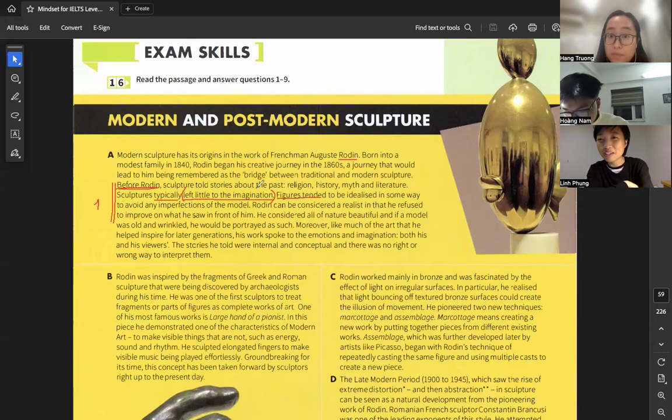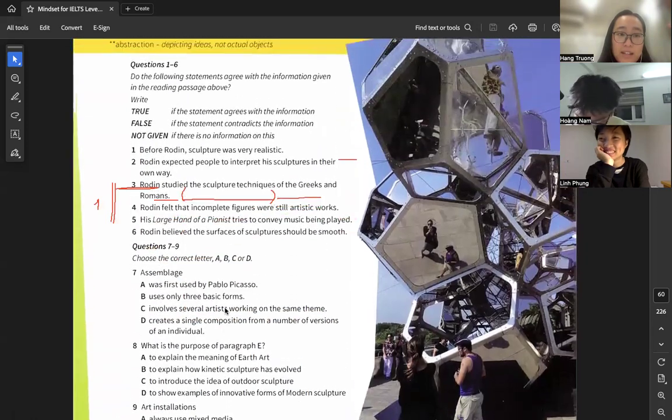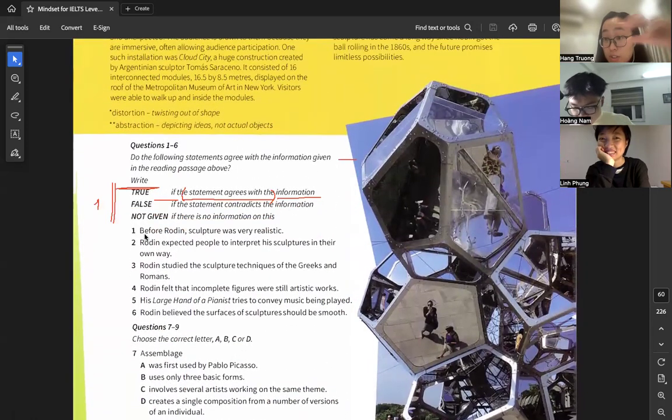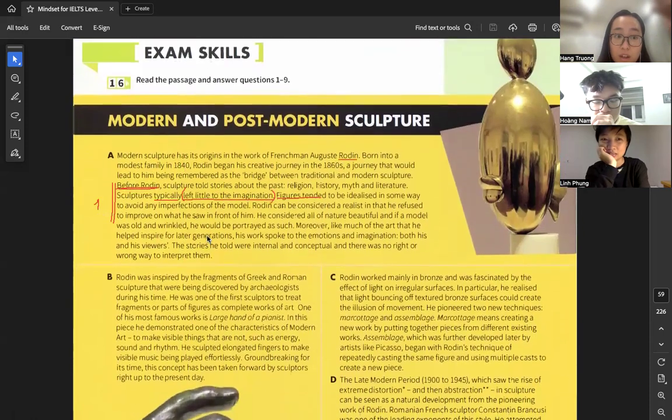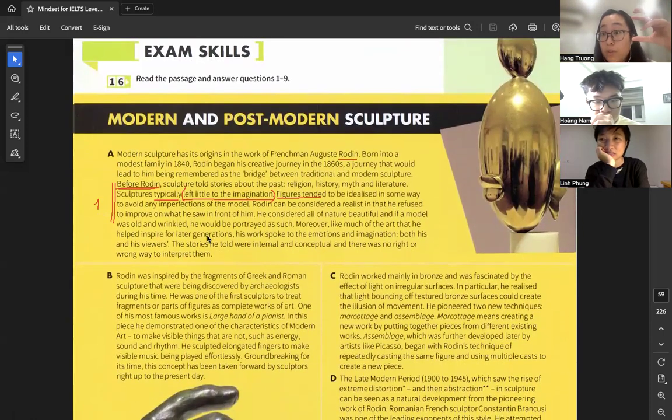Okay. Told stories. Can you explain how you could choose the correct answer at home? Okay, I'm doing it right now. Look back at first the keywords that you just underlined in the first question. Before Rodin, right? Sculpture was very realistic. Before Rodin is the exact phrase that you can see in paragraph A here. When you read this part, you will know that it can only be around this area. So you start focusing from this sentence onwards.